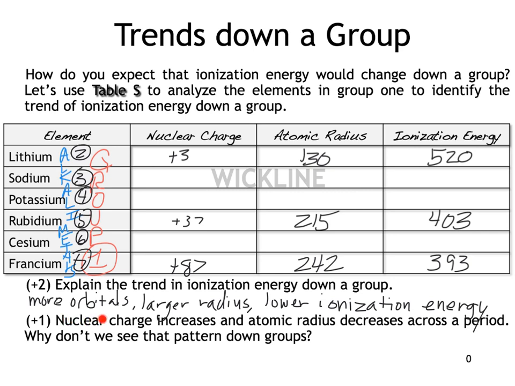So nuclear charge increases and atomic radius decreases across a period. Across a period means elements that all have the same number of orbitals. So the nuclear charge is going up, yes, and the atomic radius is going down, yes. Why don't we see that pattern going down groups? It's because you're adding orbitals.